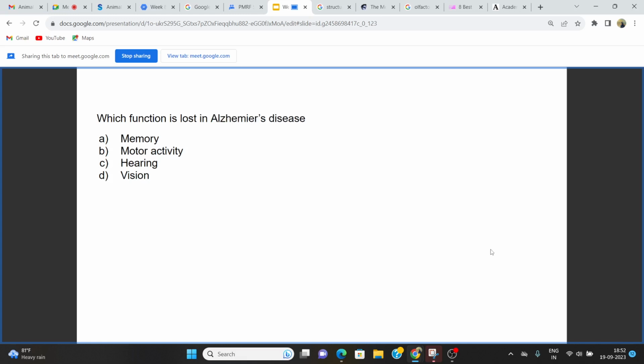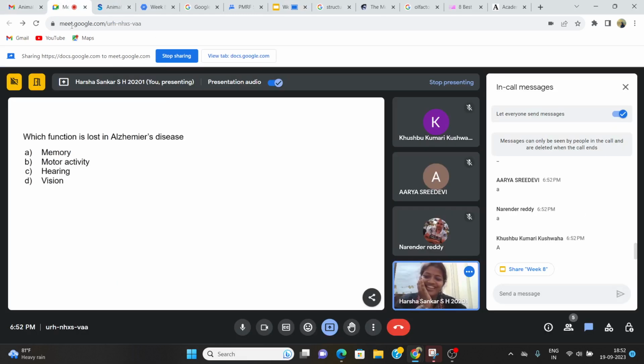Which function is lost in Alzheimer's disease? Option A, memory. Option B, motor activity. Option C, hearing. Option D, vision. We discussed this just now, right? Oh, sorry, that was Parkinson's. Okay, what is the answer? You guys are really smart. You know everything. So, yeah, memory, right?